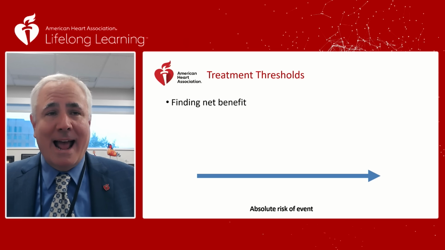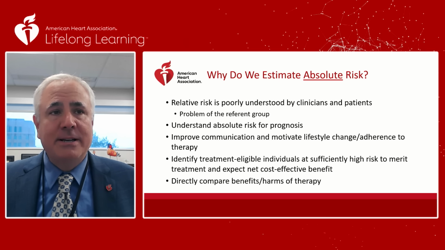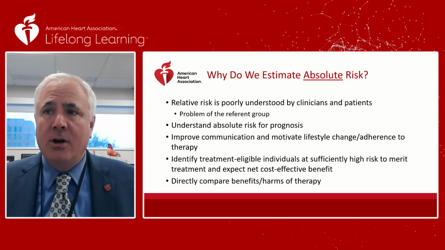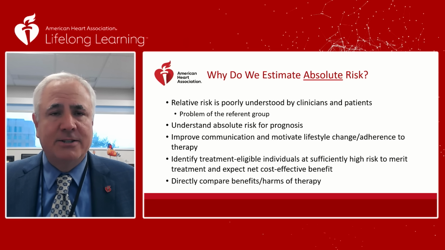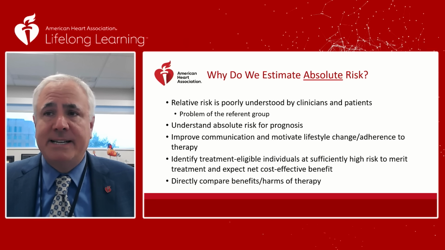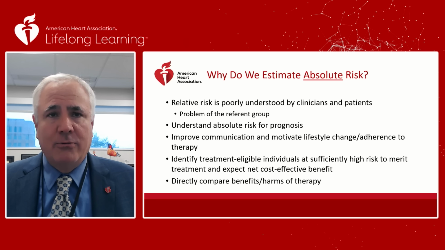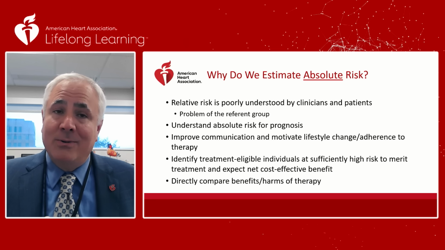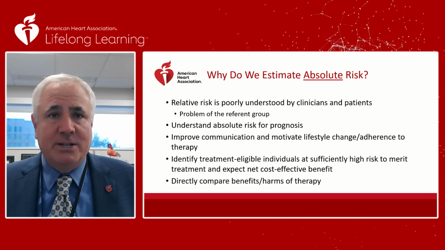So why do we estimate absolute risk? Well, we estimate absolute risk because relative risk is a pretty poor way to communicate about the benefits of therapy. And the problem here is: who am I comparing this patient to? And it's often not clear, right? So if I tell a patient that they have a 10-fold higher risk for a certain disease and the risk in the reference group is 0, well, I'm not really imparting much important information to that patient, even though it might sound scary.